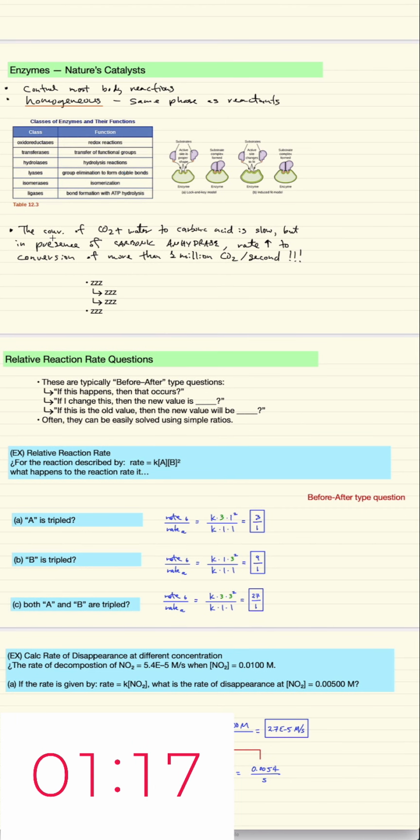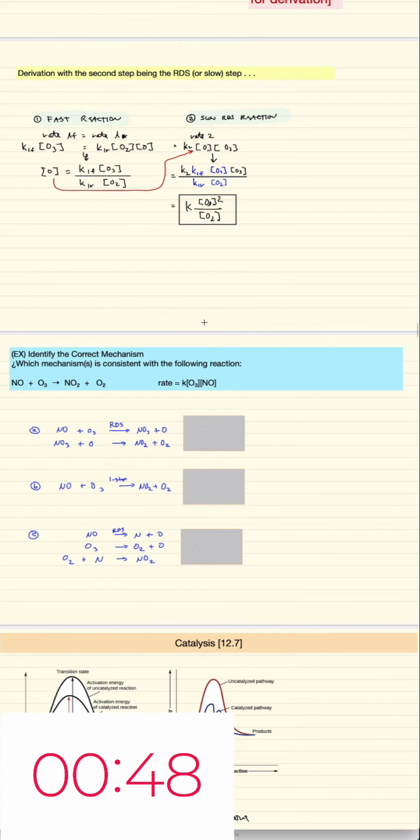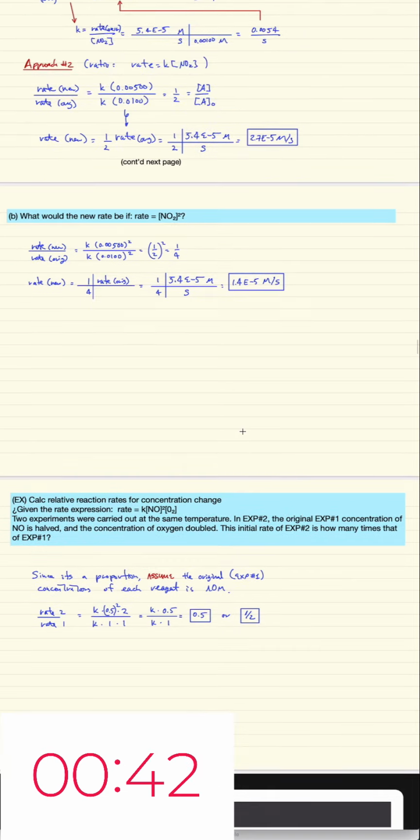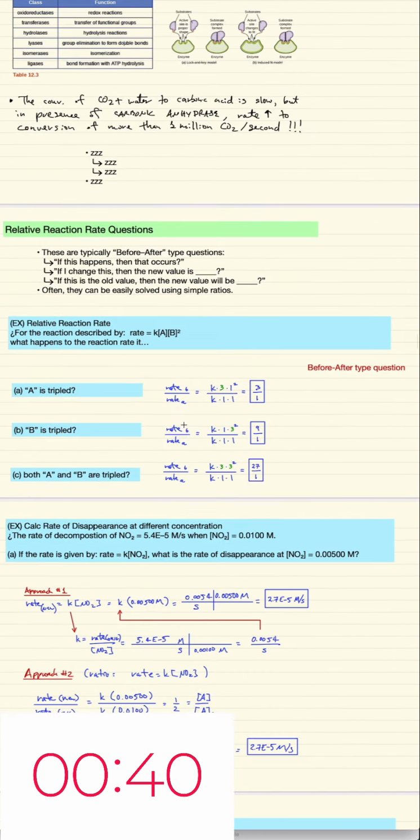And for example, the conversion of CO2 and water to carbonic acid is slow, but if you put it in the presence of carbonic anhydrase, that's an enzyme, the rate will increase to more than 1 million conversions per second. Let me get this straight. You're going from 0 miles an hour to 1 million miles an hour. Okay, no, not even 1 million miles an hour, 1 million miles per second. From 0 to 1 million miles per second. That's a big change. That's how big of a difference lowering this peak right here, this energy of activation, can make. And that's kind of sort of what this chapter is about.